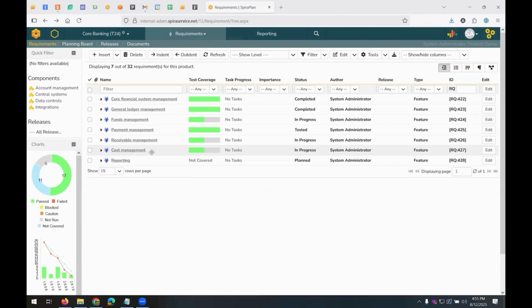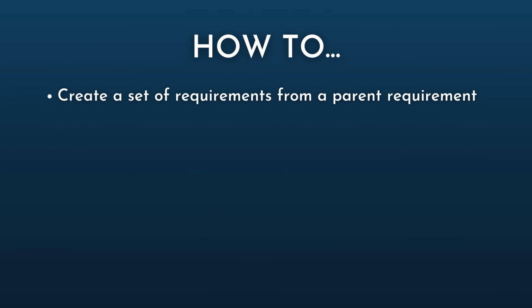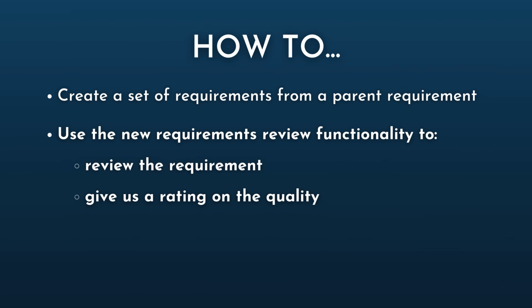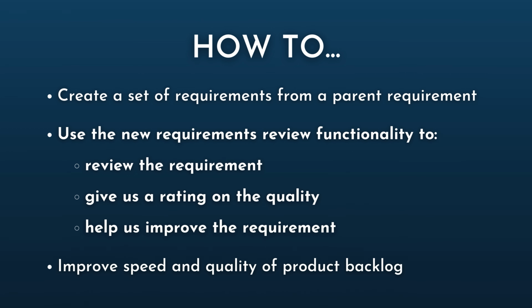Okay, let's get started. I'm going to show you the new features in Inflectra.ai from the most recent release. I'll be showing you how we can create a set of requirements from a parent requirement, and how we can use the new requirements review functionality to actually review the requirement and give us a rating on how good the quality is and help us improve it. And this really helps us improve the speed and quality of our product backlog.